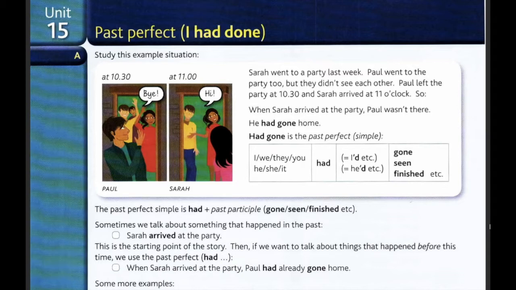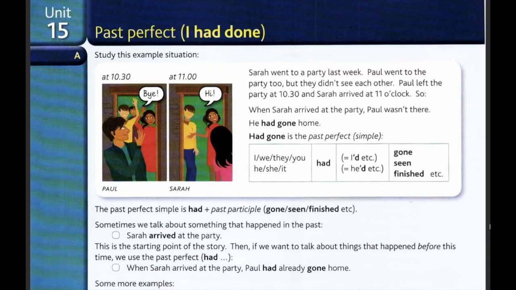Sarah went to a party last week. Paul went to the party too, but they didn't see each other. Paul left the party at 10:30 and Sarah arrived at 11 o'clock. So when Sarah arrived at the party, Paul wasn't there. He had gone home. Had gone is the past perfect simple.